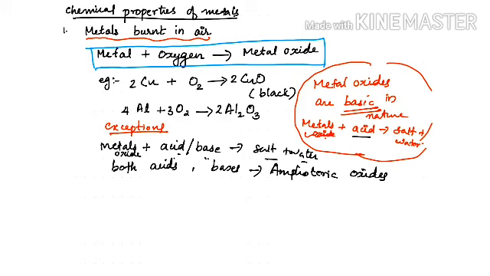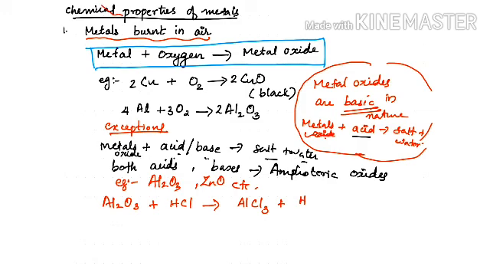Aluminium oxide. Aluminium oxide is such a case. Aluminium oxide is an amphoteric oxide, Al2O3. Then zinc oxide is another example, ZnO. These are the examples of the amphoteric oxides. So we can look at the aluminium oxide. Aluminium oxide, Al2O3, can react with an acid, HCl, to produce salt and water. What is the salt we are producing? AlCl3, aluminum chloride, and the water molecule also will be produced over here.